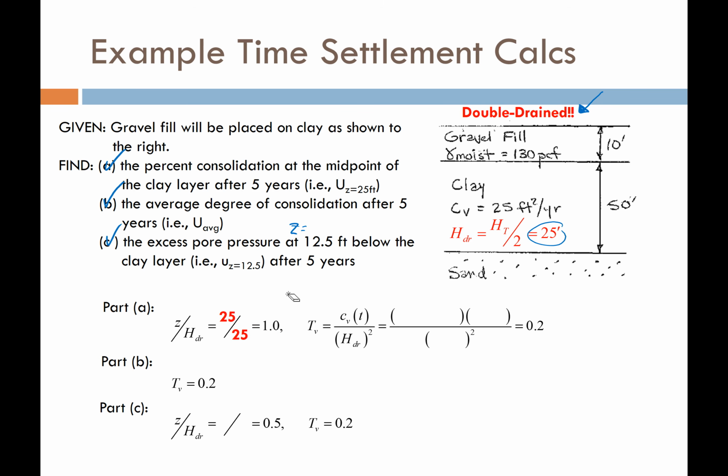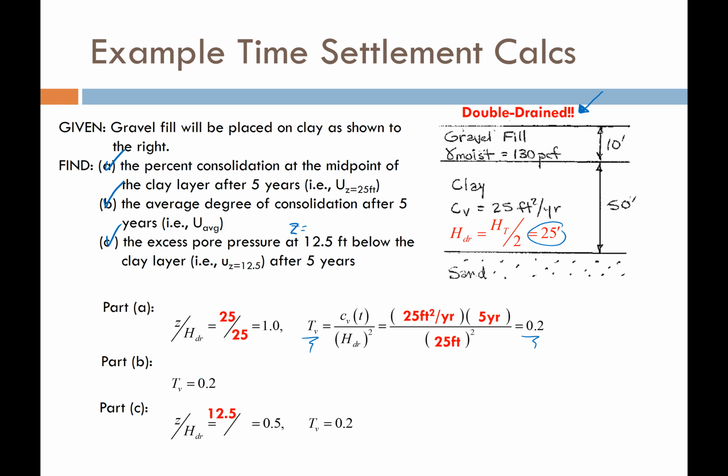Then if that's the case, I just am going to plug in numbers to solve for T sub V. So C sub V is 25 feet squared per year. That was given. Time is 5 years. That was given. And HDR is 25 feet. Don't forget the squared term. Some students make mistakes and forget that. Make sure you include that squared term in there. So our T sub V value is equal to 0.2. Okay? So what we're going to do is hang on to that.